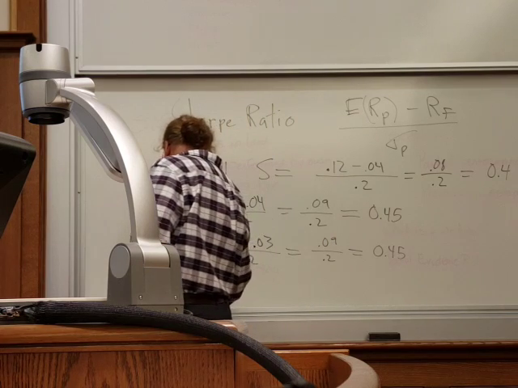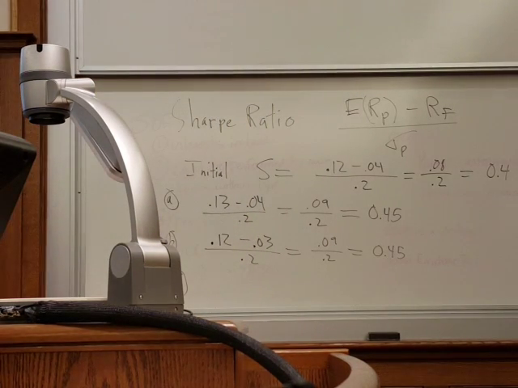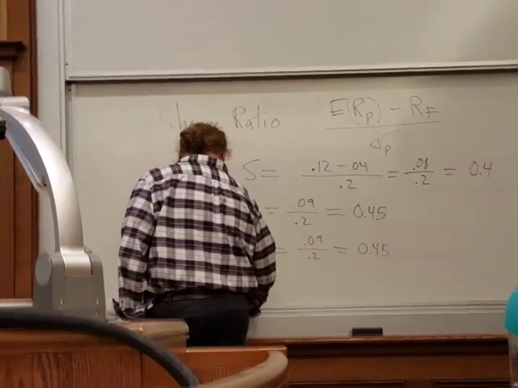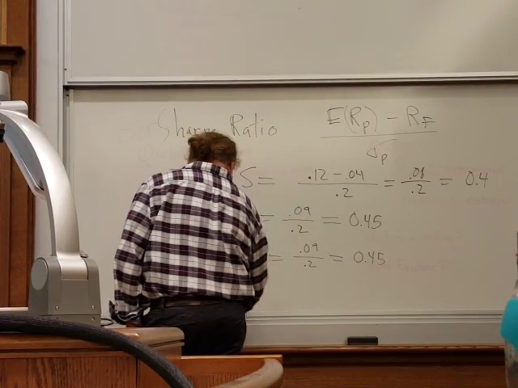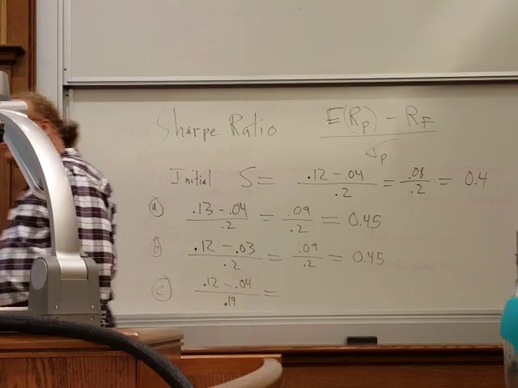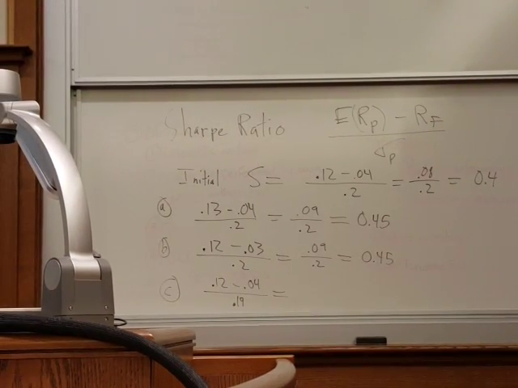And then C, a decrease of 1% in the standard deviation. Okay, so that's going to be 0.12 minus 0.04, and then you divide that by 0.19, and that would be 0.08 divided by 0.19, which is 0.42.